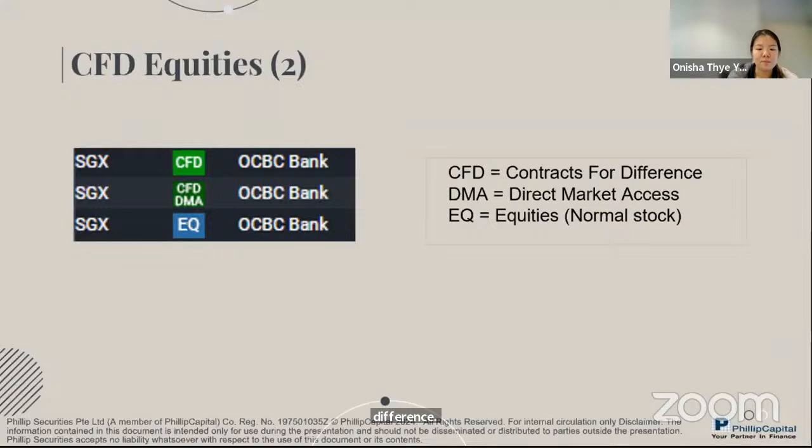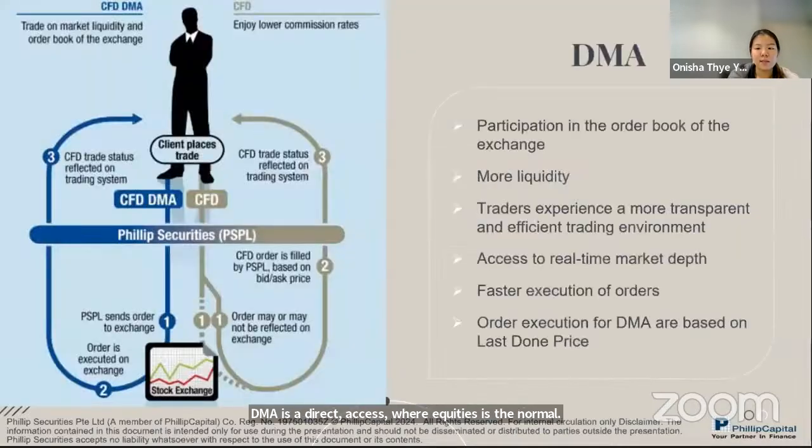Okay, now let's get into the part where we differentiate what is CFD and CFD DMA. CFD DMA is where you participate in the order book of the exchange, where there's actually more liquidity. So traders also experience a more transparent and efficient trading environment. There's access to real-time market depth, and it allows you to see the order book, which is the bid and ask price at different price levels. That's the market depth.